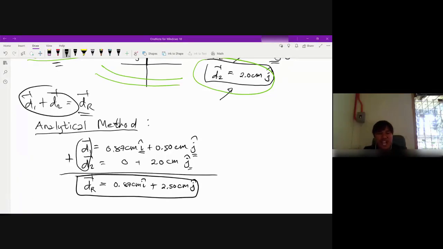So bottom line is, if you have vectors already in component form and you need to find the vector sum or resultant vector, it's very easy. Just add directly, component to component: the x component added to the x component of the second vector, and the same thing for the y components.